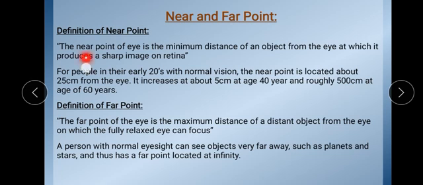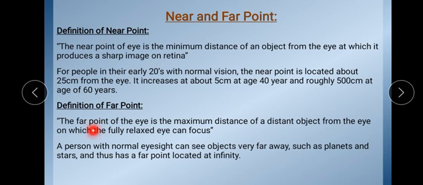Definition of near point is: the near point of eye is the minimum distance of an object from the eye at which it produces a sharp image on the retina. Means sharp, you can see a clear image which can be seen clearly. For people in their early 20s with normal vision, the near point is located about 25 centimeter. It increases to about 50 centimeter at age of 40 and roughly 500 centimeter at the age of 60 years. Means you can say that with the increase of age, your near point also increases. Means if the objects are closer to you, you cannot see them clearly at more age.